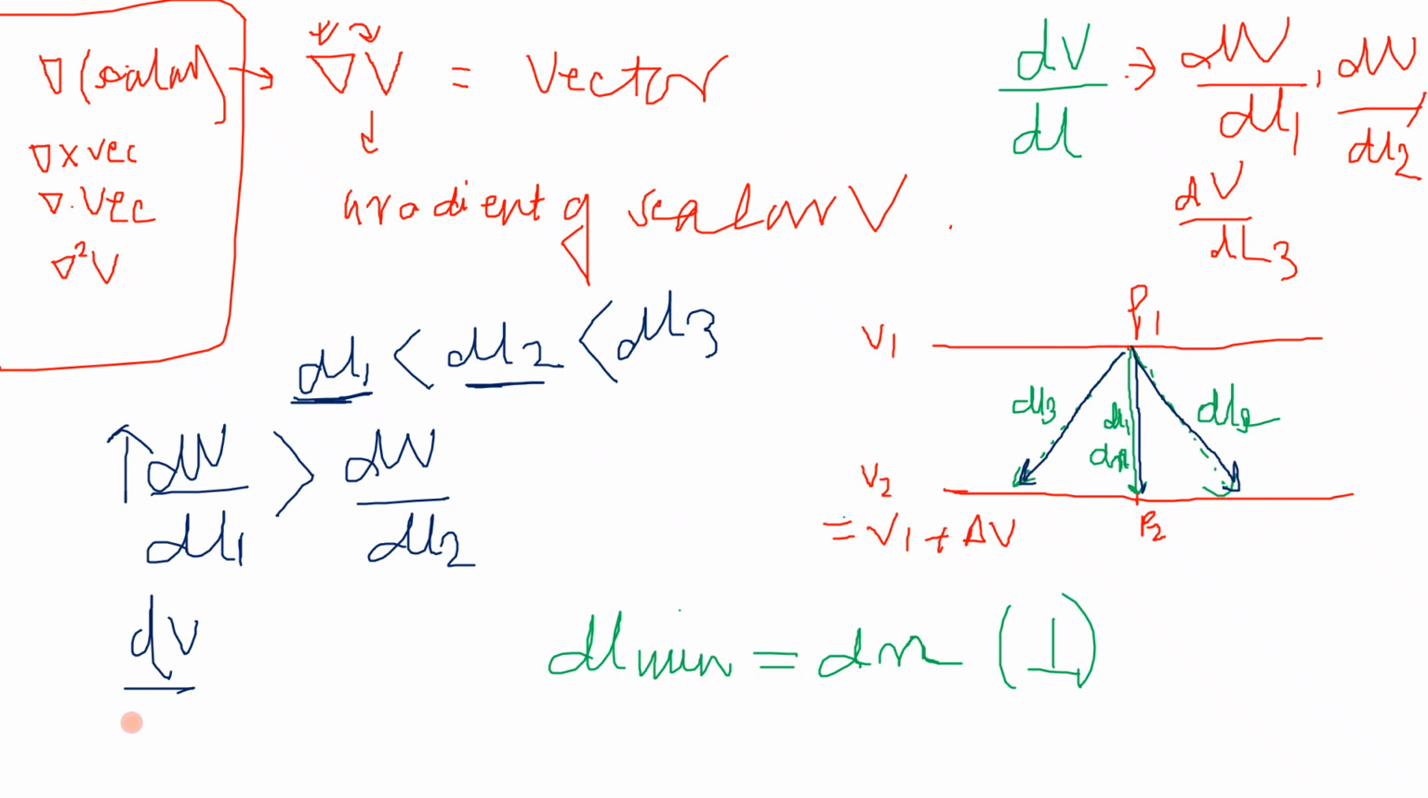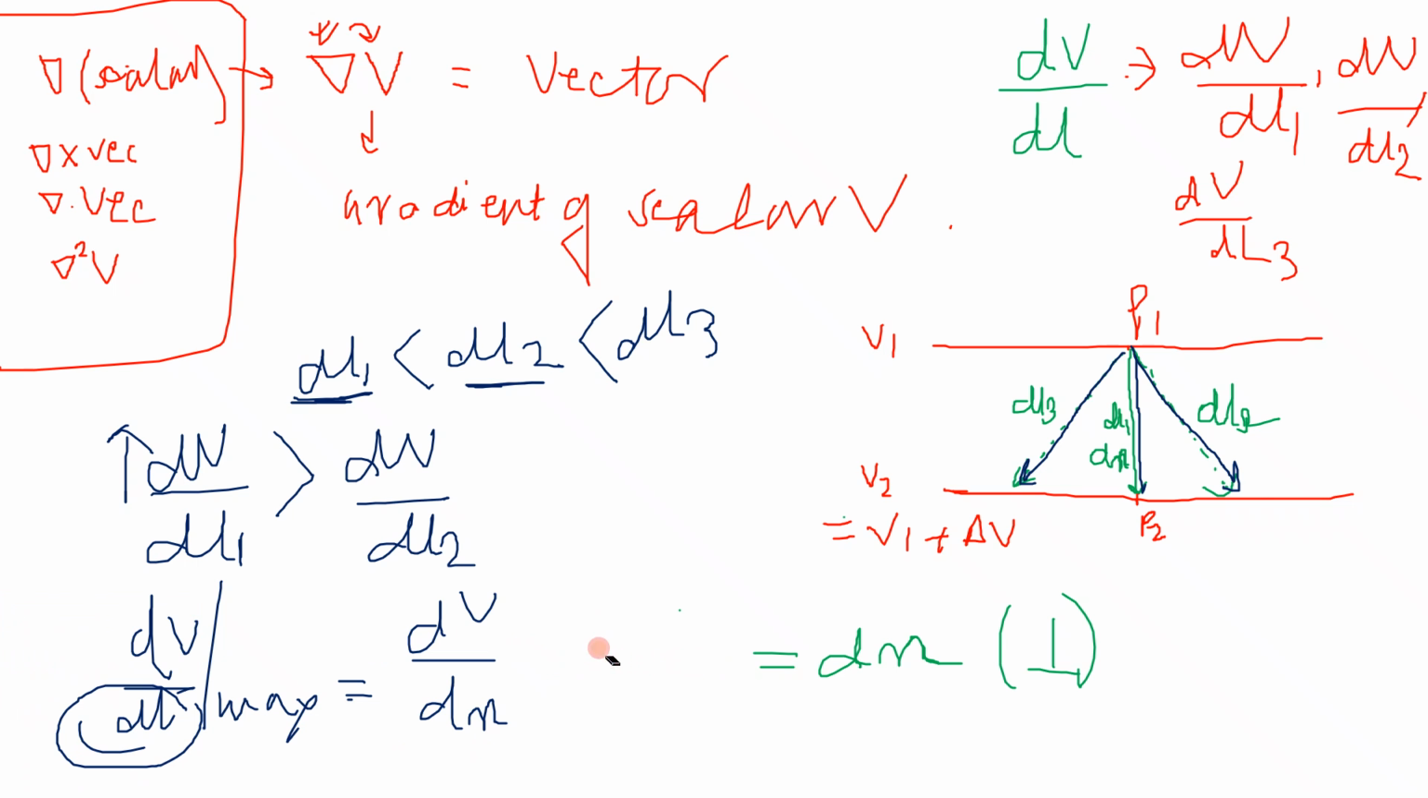So the maximum value of dv by dl is only possible if I take the shortest path. Because if the denominator is minimum, if the denominator is the smallest, only then will we get the maximum value of this ratio. So this is equal to dn. So dl is the minimum path. That is why it is called this ratio of dv by dn.